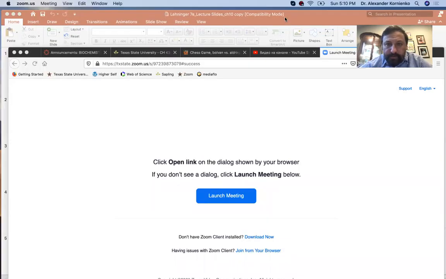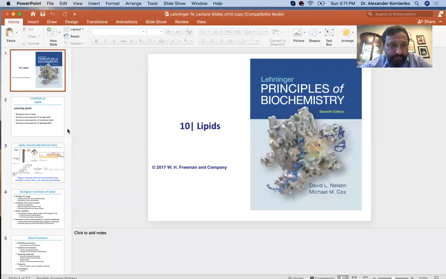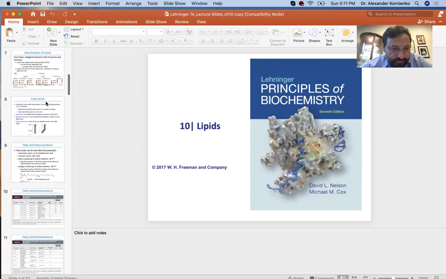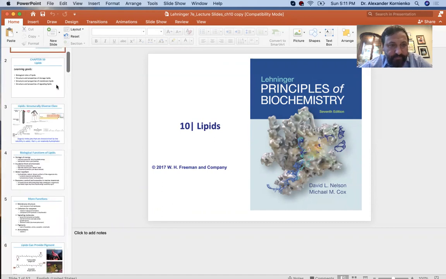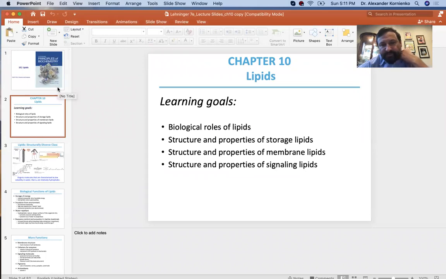So let me share the screen. Okay, this is chapter 10, lipids. So basically we just need to discuss slides one through 12. Let's start with what lipids are. We'll talk about biological roles of lipids. We'll talk about structural properties of different kinds of lipids. So specifically we'll talk about storage lipids. We will also talk about structural properties of membrane lipids and signaling lipids. So three kinds of lipids we're going to talk about.